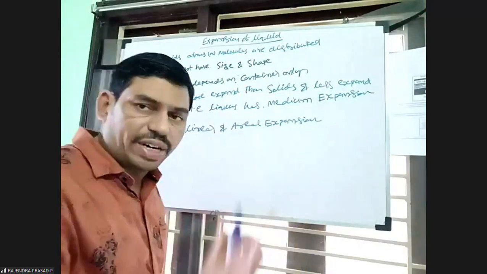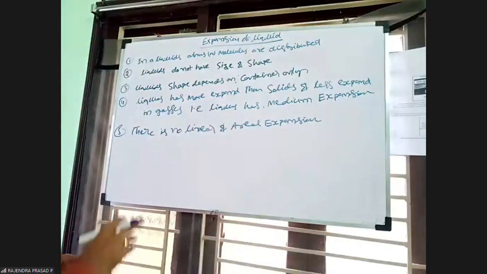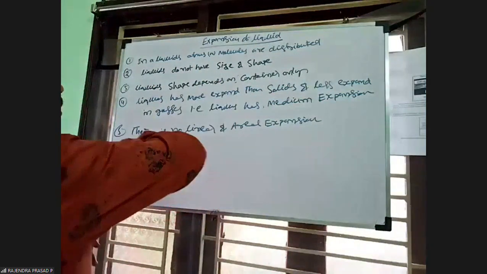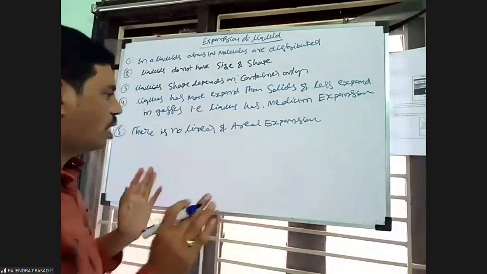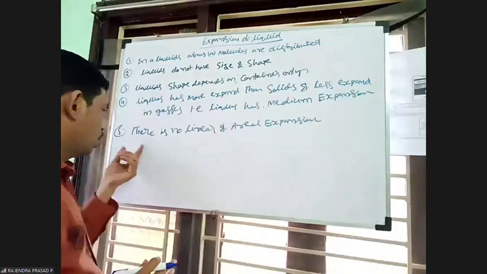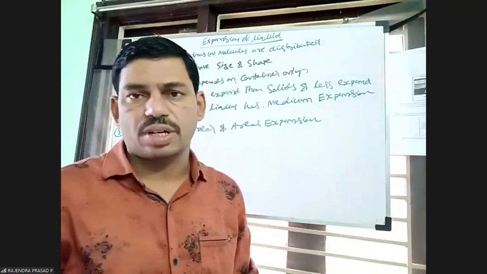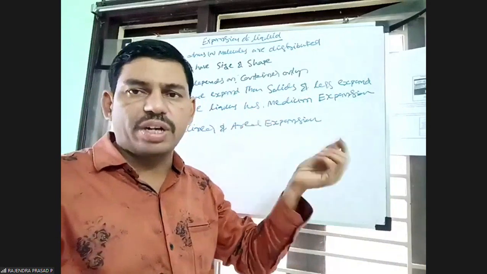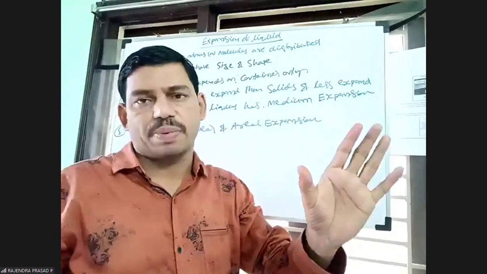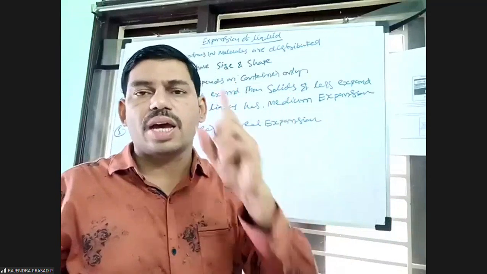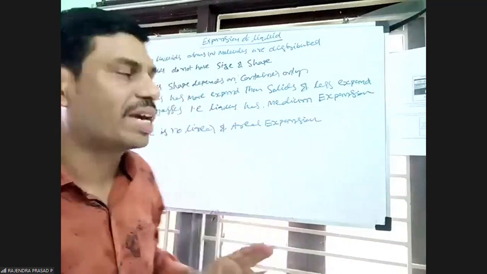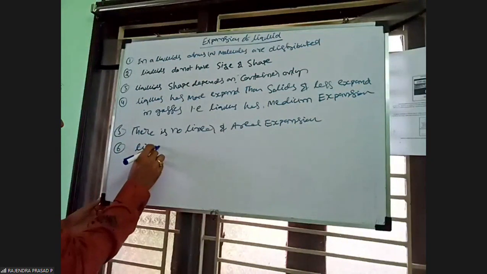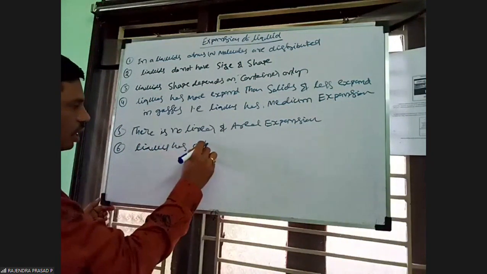There is no linear and aerial expansion because there is no definite size and shape. Liquids do not have definite size and shape. So liquids have only volume expansion, that is, cubical expansion.